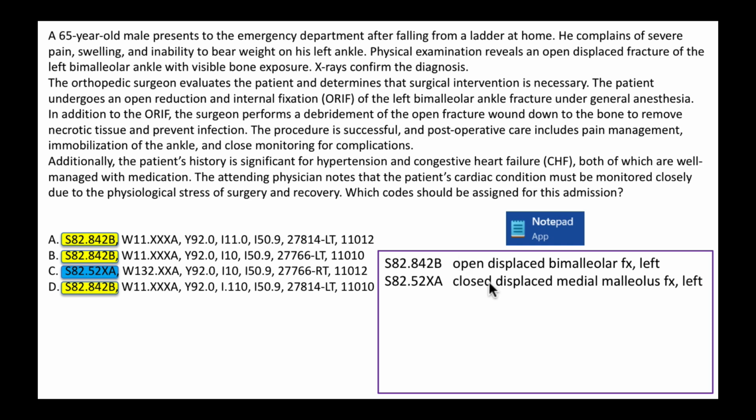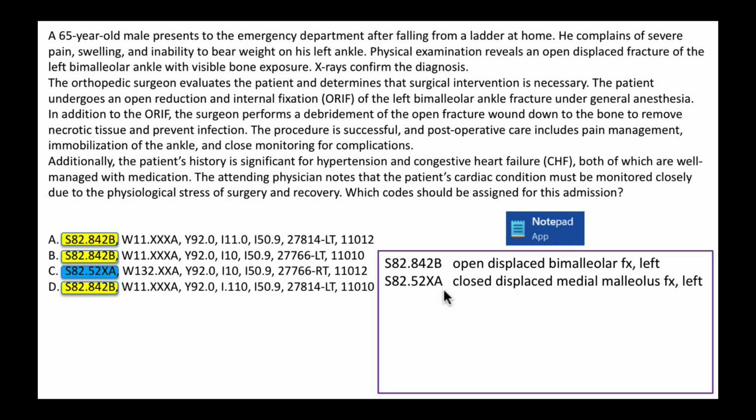After this step, based on the code descriptions, you should have a general idea that this case involves an open versus closed fracture of the left ankle. The difference between these two codes lies in the anatomical site. Bimalleolar versus medial malleolus. If you are familiar with medical terminology, you should know that bi refers to two, so S82.842B, a bimalleolar fracture, refers to a fracture of both the medial and lateral malleolus, whereas S82.52XA refers to a fracture of the medial malleolus only.